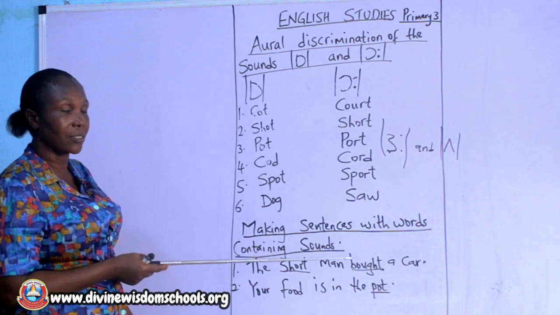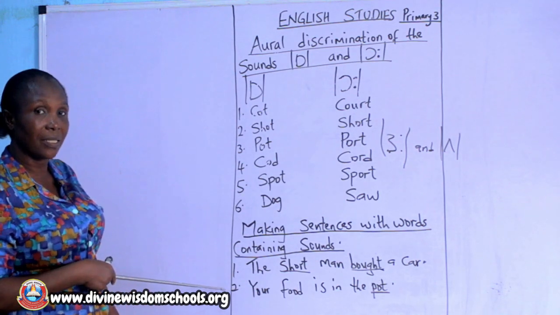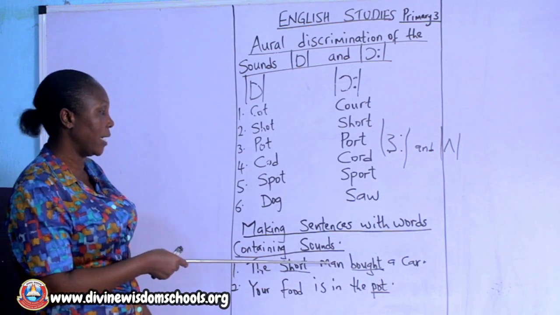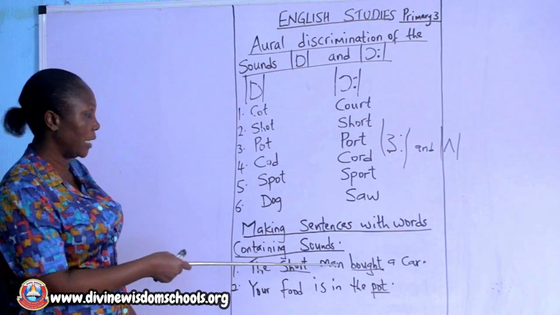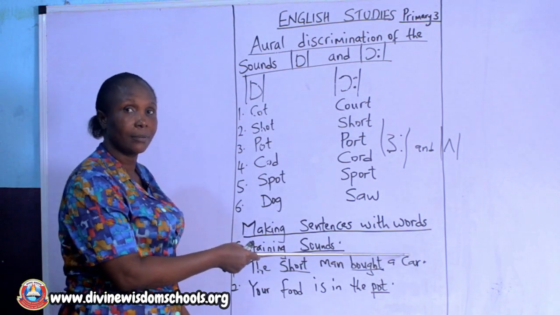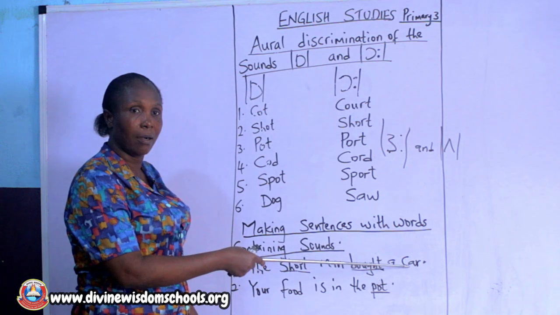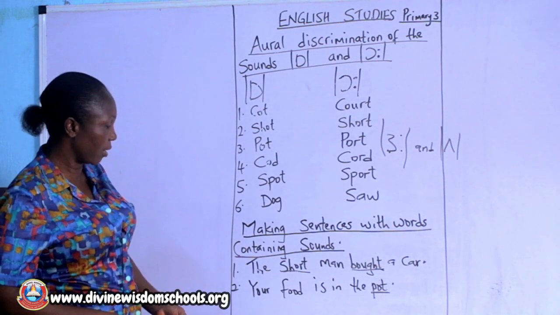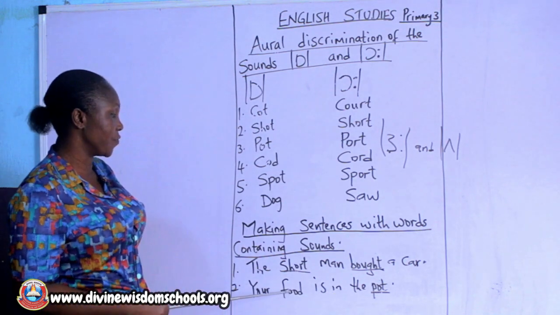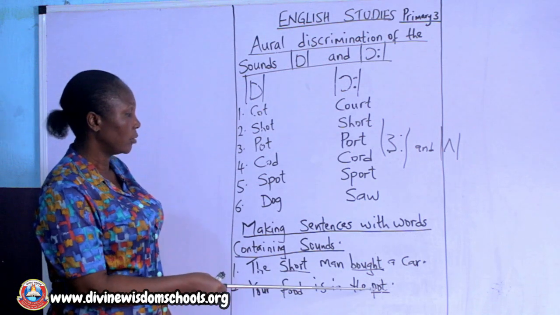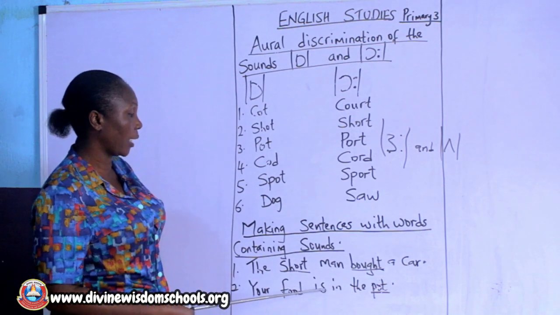We're going to be making sentences with words containing these sounds. Number one sentence there is, the short man bought a car. The short man bought a car. Number two there we have, your food is in the pot. The pot there is the short /ɒ/ sound, pot. Your food is in the pot.